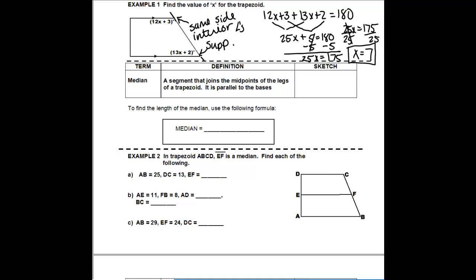A median is a segment that joins the midpoints of the legs of a trapezoid, and it is parallel to the bases as well. So if you have a trapezoid, of course this is parallel to this. Then you take the median, so the exact middle of this side and the middle of this side, and you connect those middles together. And that line is also parallel to the bases. So this part right here is the median.